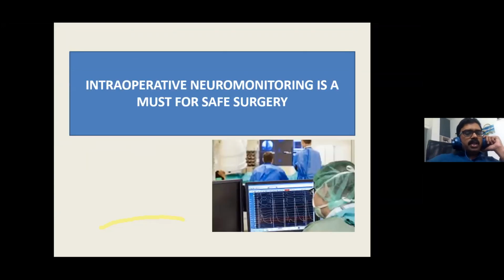And in my opinion, in the initial part of our surgeries, we did not have the facility of intraoperative neuro monitoring, so we were using only the wake-up test. But once we started using intraoperative neuro monitoring, we feel that this is mandatory for correction of severe scoliosis.